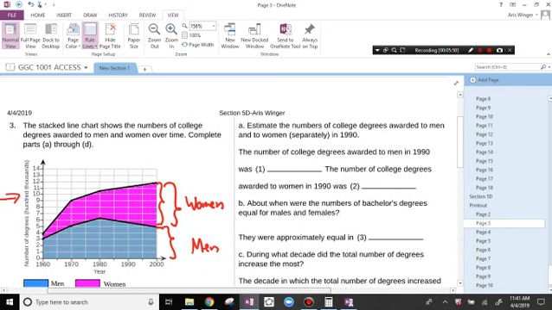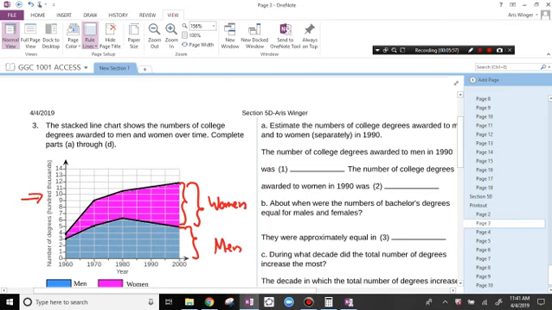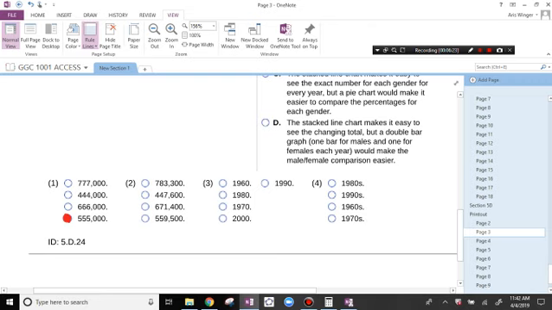Estimate the number of college degrees awarded to men and to women separately in 1990. So 1990, it looks like somewhere between 500,000 and 600,000 for men. And then for women, it looks like it goes up to about 1,100,000, which is 1.1 million. So it looks like another 550,000, right? So these are multiple choice. Let's see which one fits that the best. It looks like this one, right? For the men, a little between 500 and 600,000. For the women, if you're going to get 1,100,000, which is 1.1 million, it needs to be roughly the same.